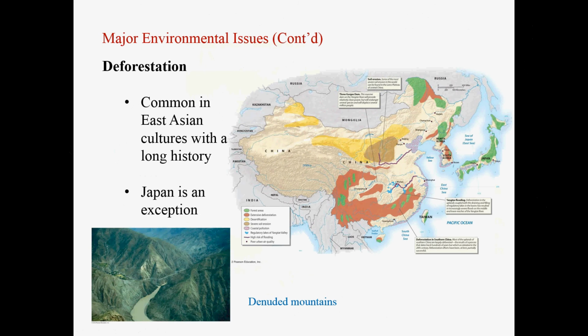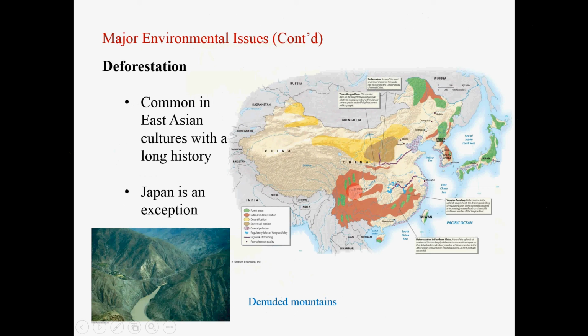There are some other environmental issues in East Asia. One is the problem of deforestation. It's similar to many other places with long civilization. Many East Asian countries also face a problem of deforestation because people have populated the land for a long period of time. Here, in those areas of China and Korea, they still suffer the problem of deforestation.